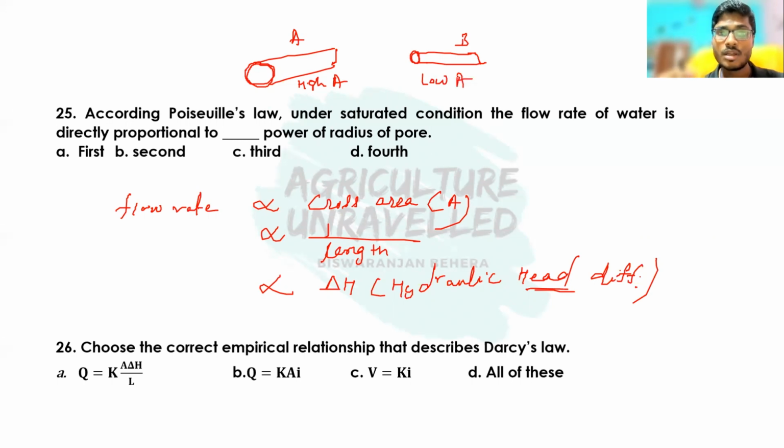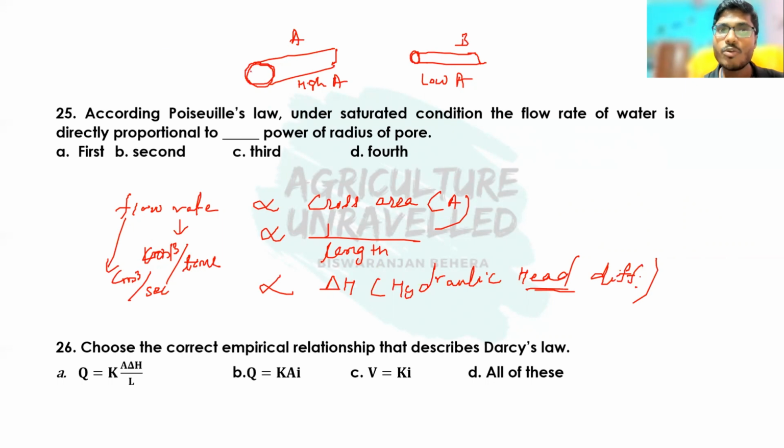So tell me, in which condition is the flow rate, meaning the quantity or volume of water flowing per unit time, higher? Sorry, it is time. The unit of flow rate is centimeter cube per second. So volume per time, the quantity or volume of water flowing per unit time, is the flow rate.